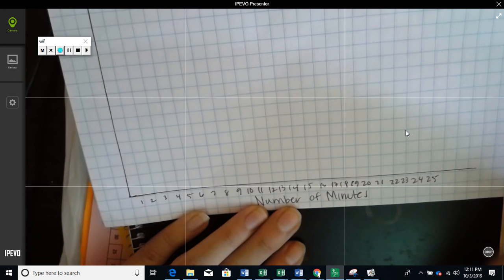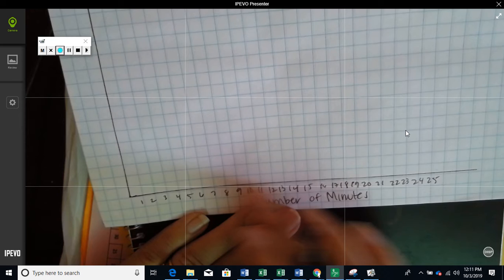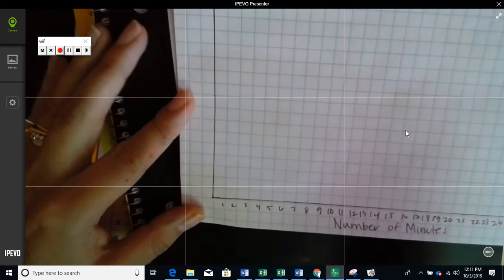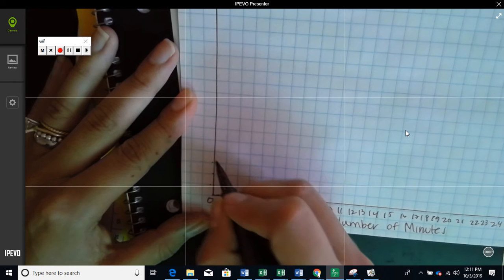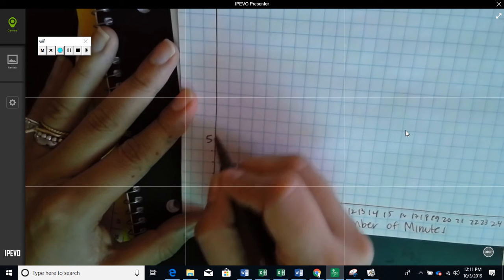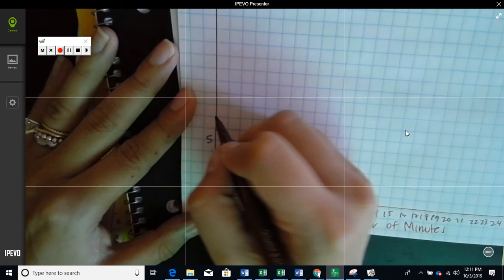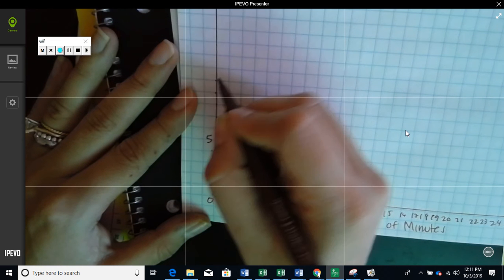I did to 25. Now on the number of minutes, because it's our independent, I do number each one. Make sure you put a 0. But for the steps, I have chosen just to do it by 5s, just because it takes some time.